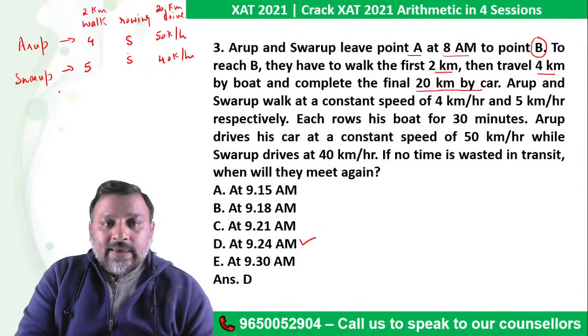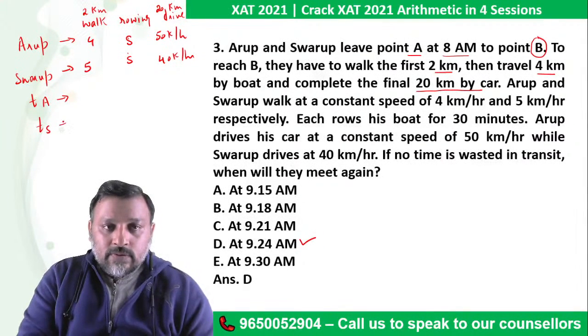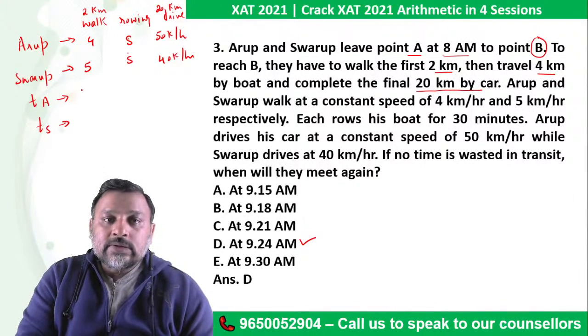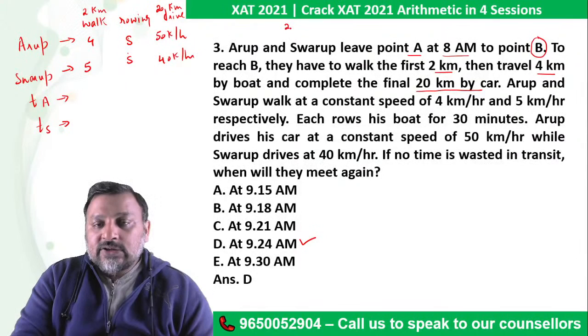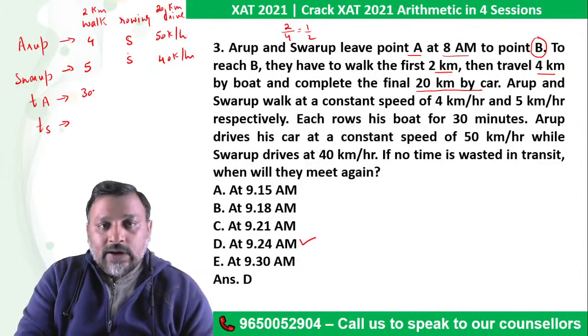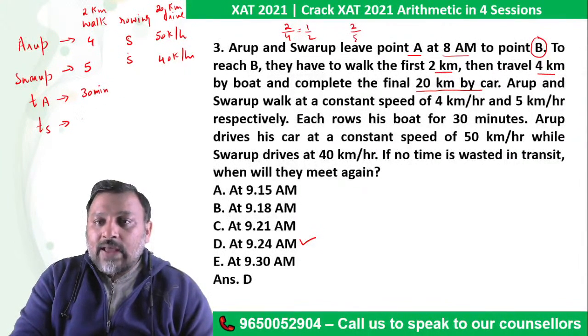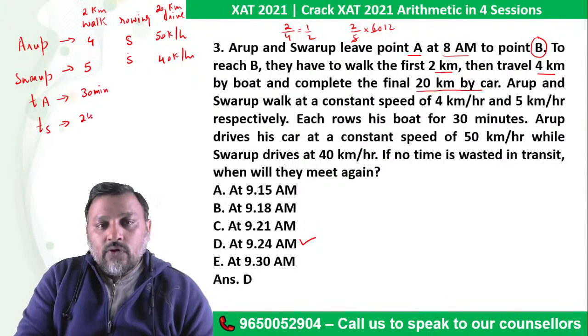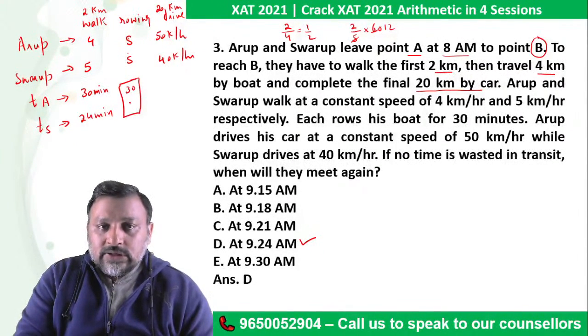Okay, so if I calculate their time, time taken by Arup and time taken by Swarup. To walk, Arup will take half an hour. That means he needs to walk 2 kilometers at a speed of 4, so it is half an hour, or 30 minutes. While Swarup will take 2 by 5 of an hour, or 2 by 5 into 60 minutes, that is 24 minutes.